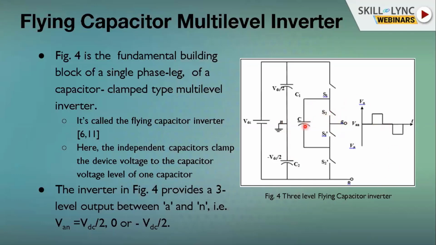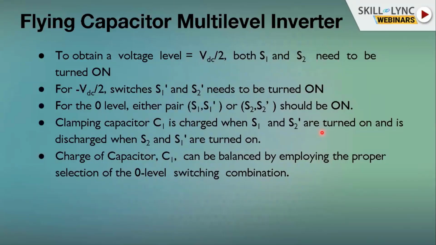But if you have to really look at the modulation techniques in detail, there are techniques which keep the capacitor voltage at a proper level. If it's fully charged and you turn on S2 and S1 dash simultaneously, it's like a dead short across the capacitor, and you will end up blasting it. So usually when you make switching tables, you look for redundant states which will keep your capacitor in a charged state the way you want it.